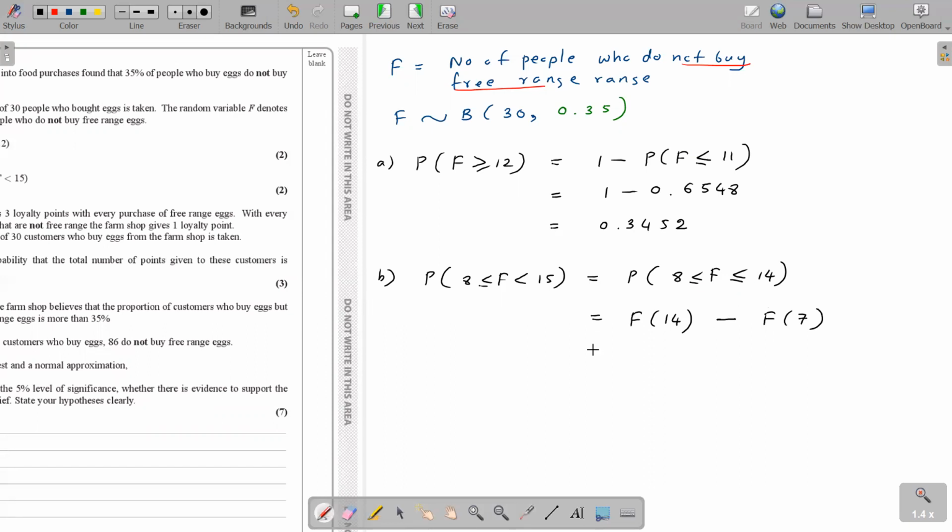And I know the values here. This is again from the table. So from the table, n is 30, probability value 0.35, x value 14. How much is it? 0.9348 minus F of 7, 0.1238. Subtraction answer 0.8110. Is that okay?